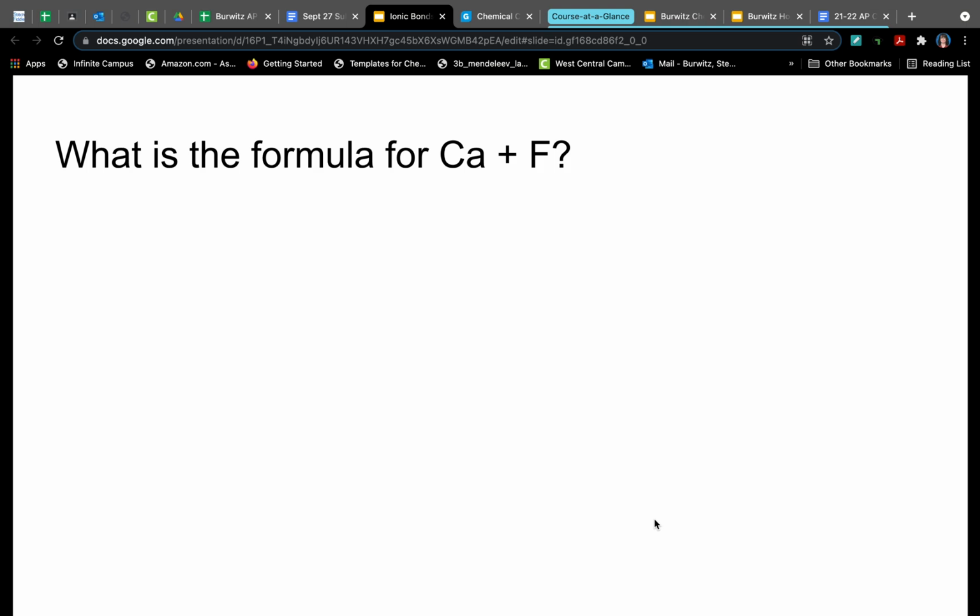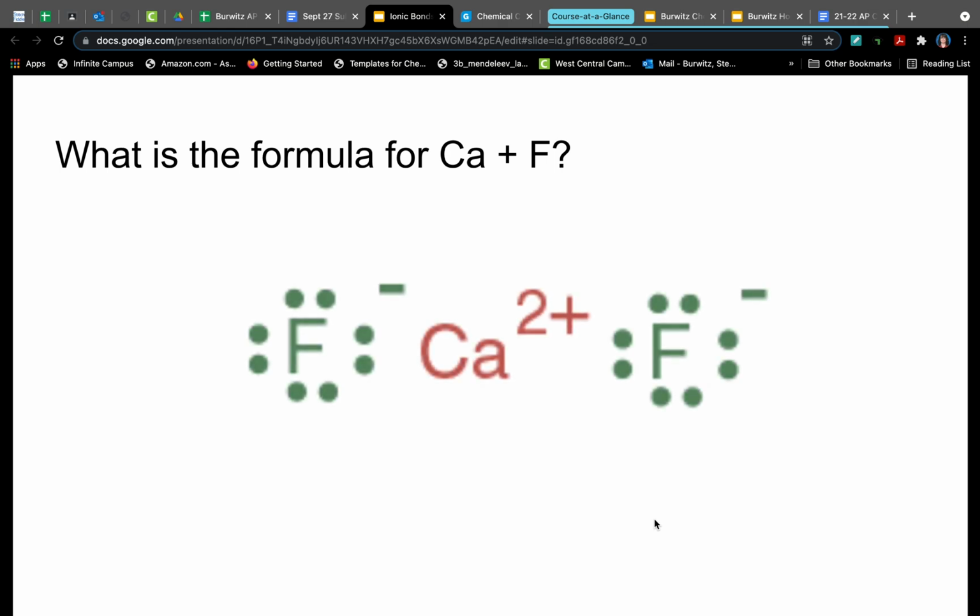Formula for CaF. Once again, Ca is in the same group as magnesium, and fluorine is also a -1. So calcium +2, fluorine -1, we need 2 fluorines to cancel out that 1 calcium. We have CaF with a subscript 2.